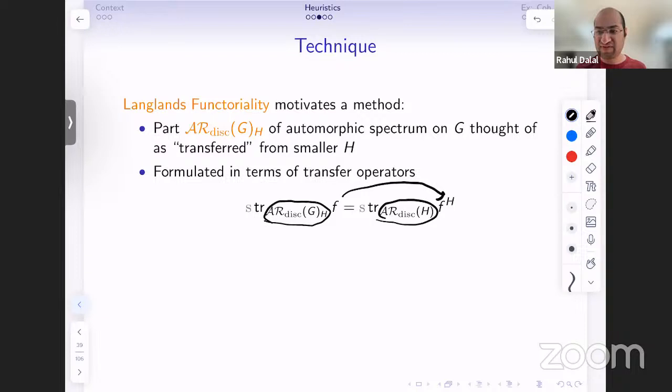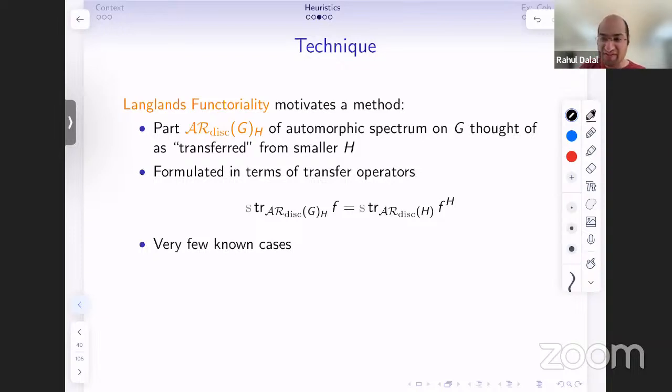So that's what this transfer should mean. You should be able to construct these transfers of functions, and this transfer of functions should be kind of dual to how the automorphic spectrum of G has pieces coming from H. So of course, again, this is vague intuition. There are very few known cases where this is actually worked out in any precision.